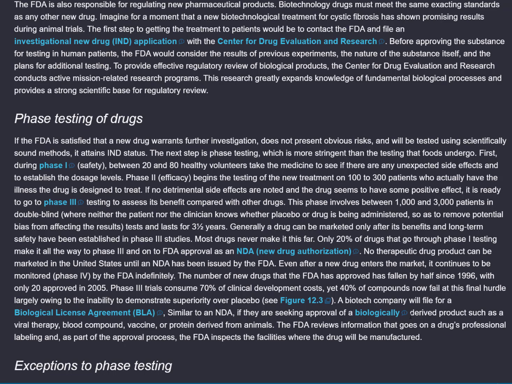Before approving the substance for testing in human patients, the FDA would consider the results of previous experiments, the nature of the substance itself, and the plans for additional testing. To provide effective regulatory review of biological products, the Center for Drug Evaluation and Research conducts active mission-related research programs. This research greatly expands knowledge of fundamental biological processes and provides a strong scientific base for regulatory review.